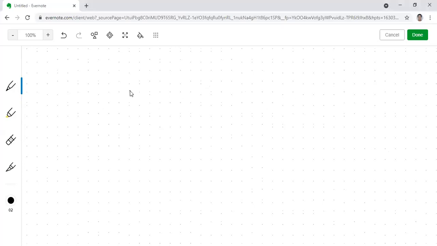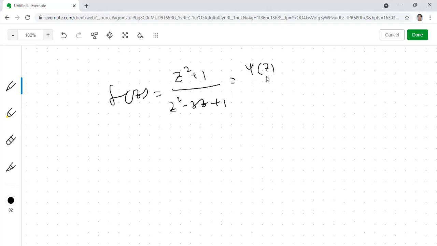So the function, what is given? The function is given as z square plus 1 by z square minus 3z plus 1. This can be written in the form of a quotient function psi z by, let's say, phi z. So what is the property for continuity of the quotient function?